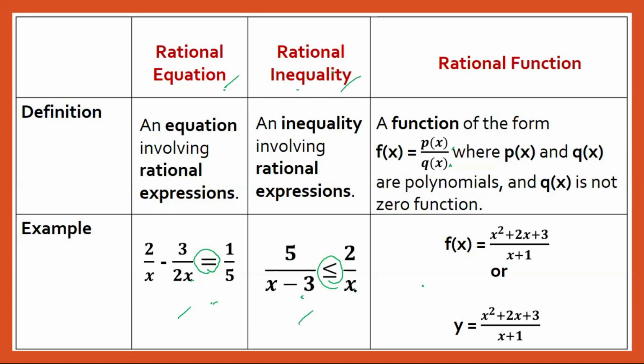Now, how do we distinguish RF from the first two, RE and RI? RF uses an equal sign, just like in RE. But RF involves two variables, the X and Y variables. Now, take note of this one. A rational equation and inequality can be solved for all X values that satisfy the equation or inequality.